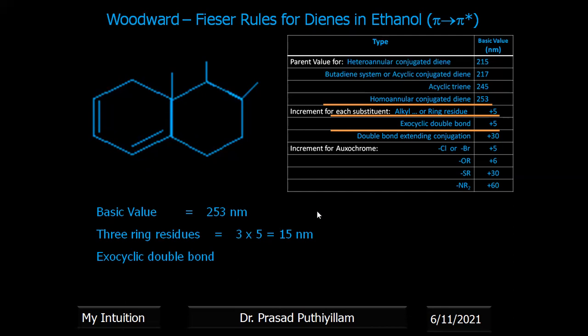Your typing mistake happened. So one exocyclic double bond is present. This is my typing mistake. I think from the previous one, when I copy pasted it, it happened. So 2 ring residues are there.